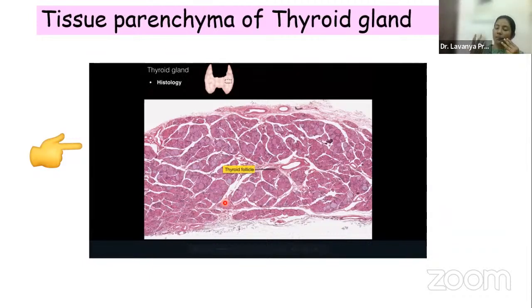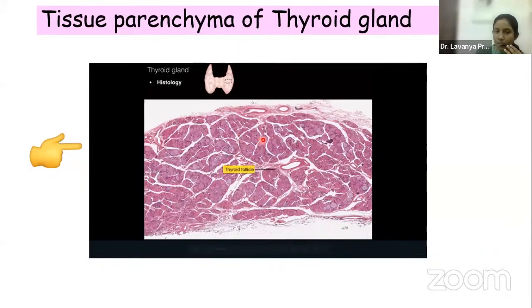So the connective tissue of the capsule sends septa towards the tissue parenchyma, the structure of the gland, dividing it into multiple lobules. You can see this white colored tissue which is separating the entire lobular structure. They are nothing but the connective tissue septa derived from the capsule.